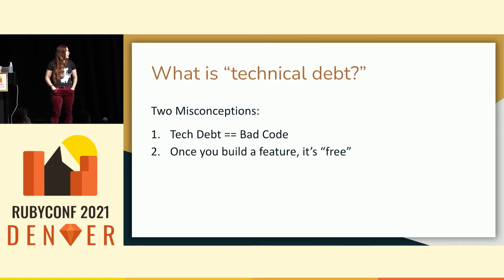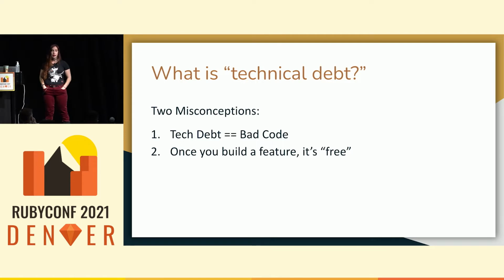The second misconception about tech debt is that once you build a feature, it is free. Once you have built it, once we are done, once it is shipped, once it is working, we don't have to worry about that feature anymore. We don't have to take it into account when we are writing further code. That's not the case.